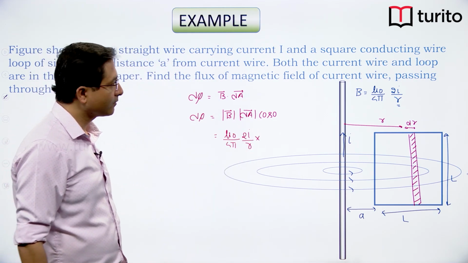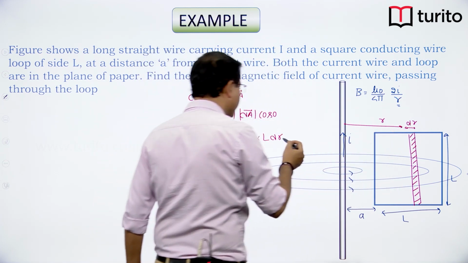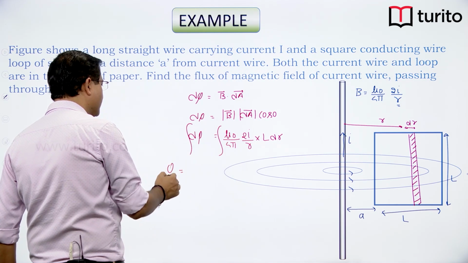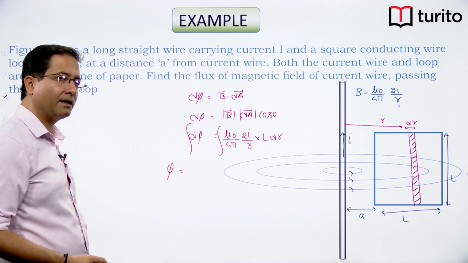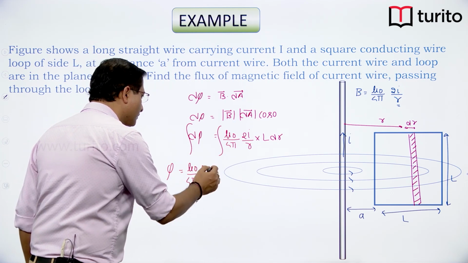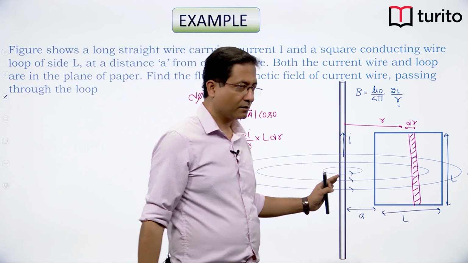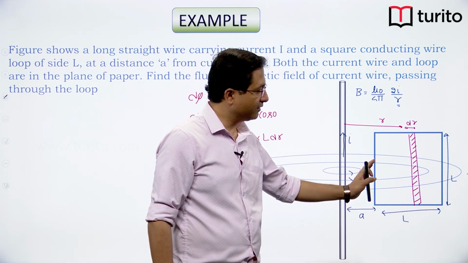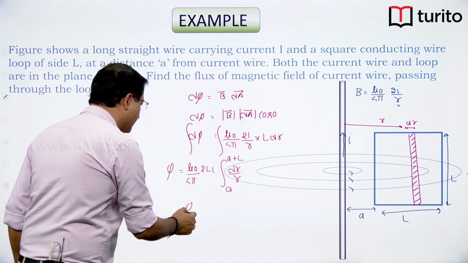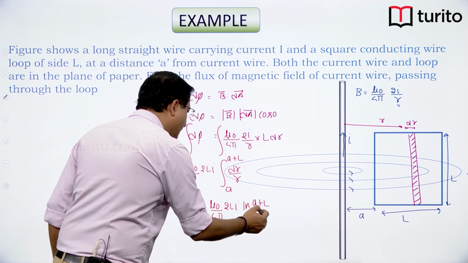Now let us write the area. What is the area of the strip? This length is L and this is dr, so this will be L dr cos 0, which is 1, okay, d phi. So if I integrate this I will get the flux. Mu naught upon 4 pi, 2I L, these are all constants, so I can take them out, and in the bracket I am getting dr by r. The limit of r for this whole area is a to a plus L. So we have mu naught upon 4 pi, 2 L I, ln of (a plus L) divided by a.